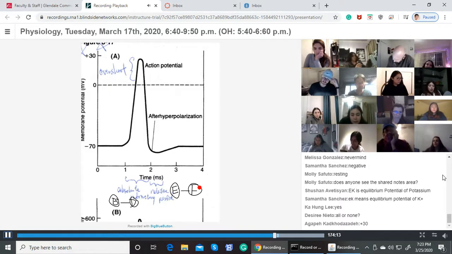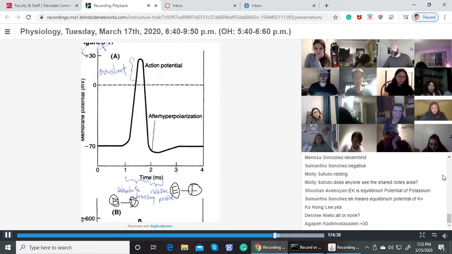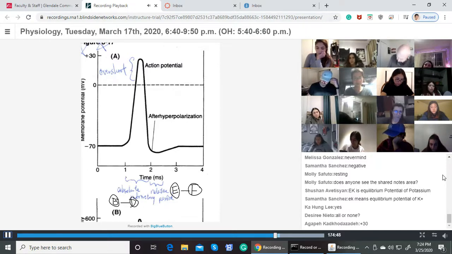What is the absolute refractory period? What is the relative? The absolute refractory period means that during it, you cannot trigger another action potential. You may make a sentence like this: during the absolute refractory period, you absolutely cannot trigger another action potential. That's why I call it absolute. There's only one action potential during the absolute refractory period.